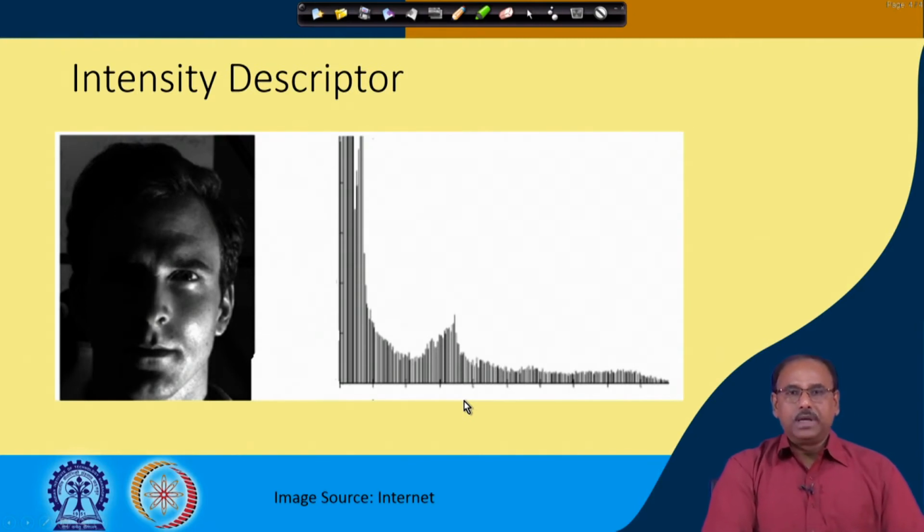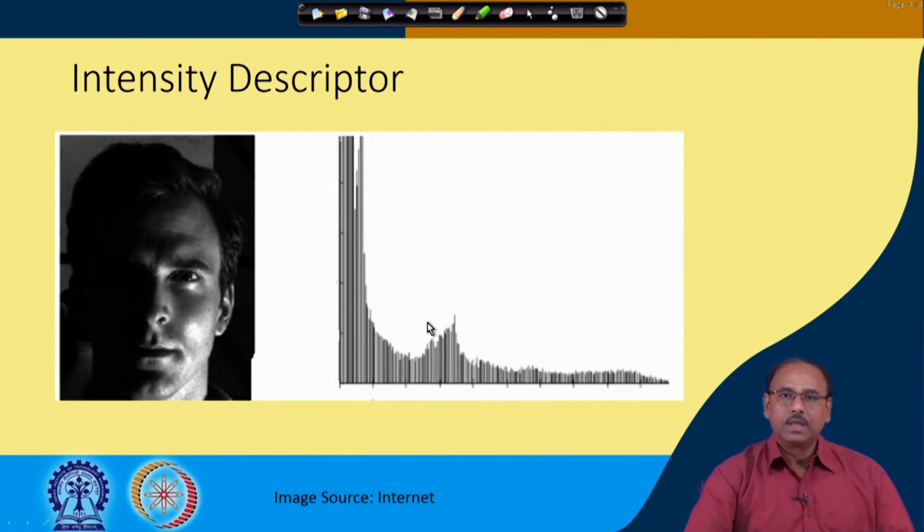So, how do I obtain the intensity? Over here I have shown a picture, and on the right hand side what I have is the histogram, or intensity histogram. Before going into that, let me define what is meant by intensity histogram.